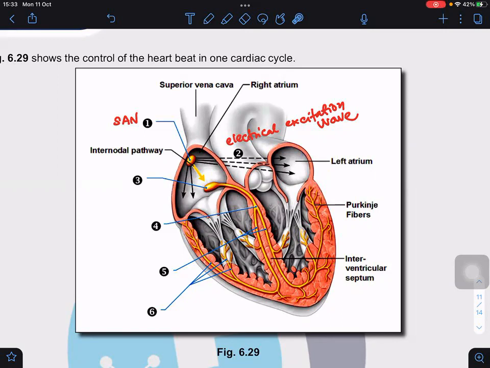So who has to be in charge? We have the second node here, called the atrioventricular node. This atrioventricular node is, in short form, the AV node. So what is the function of the AV node?